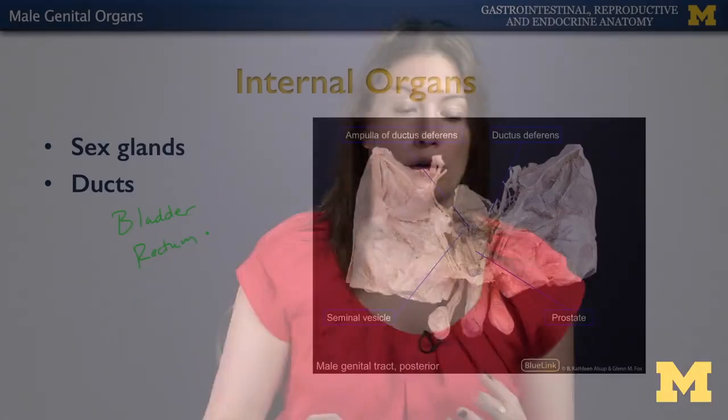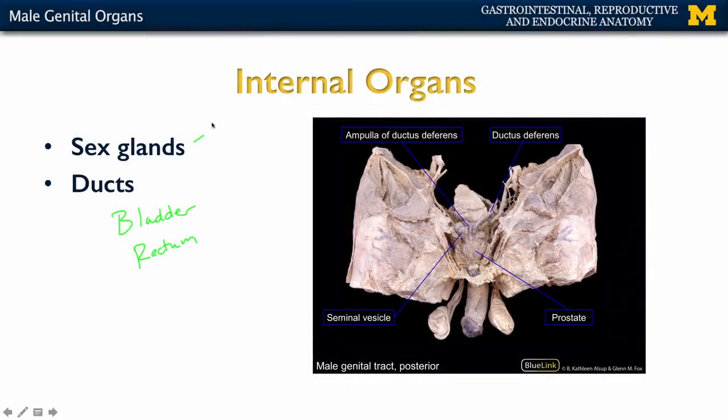Also in this area, you're going to have some of those secondary sex glands. So probably the one that you've heard of before, you're going to have your prostate. You'll also have seminal vesicles. So let's find these in terms of here.